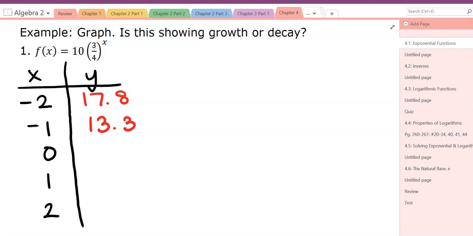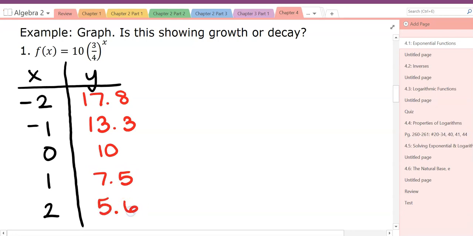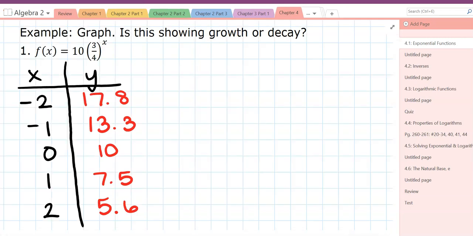All right, so for the next couple of points, at 0, you should have had 10. 1 is 7.5, and 2 is 5.6. Again, that last one I rounded. And then we go and we graph.